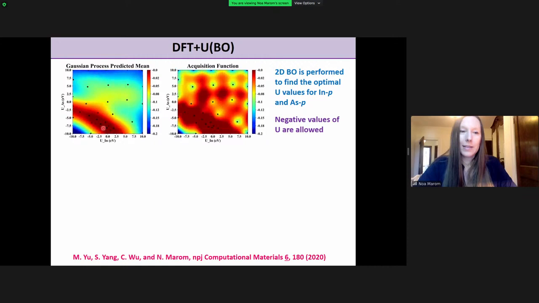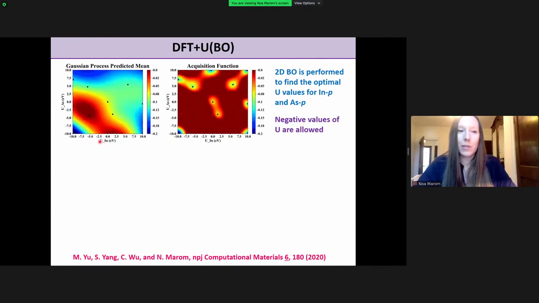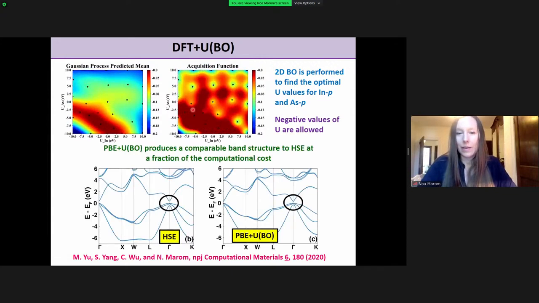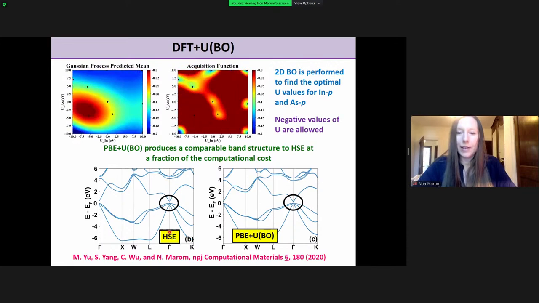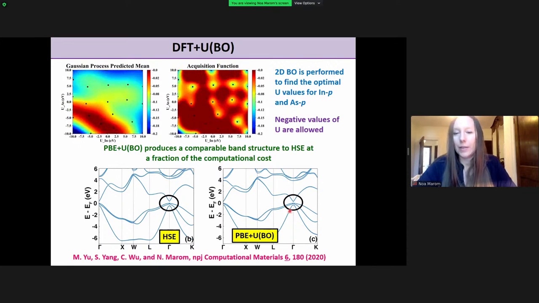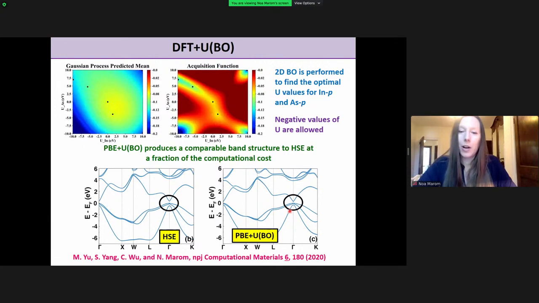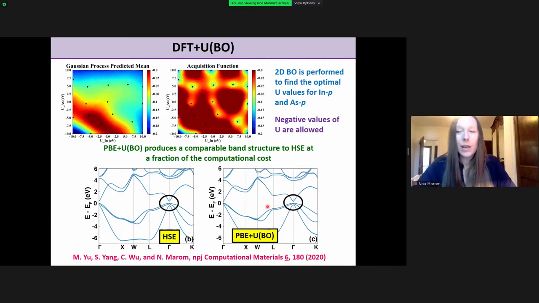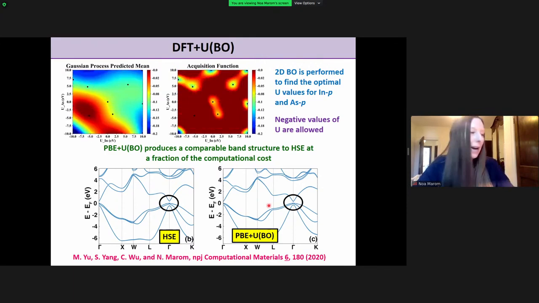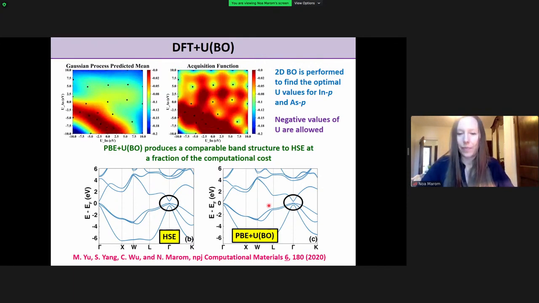In the optimization, and this is a 2D optimization to find the U parameters for the p orbitals of indium and arsenic. And in the end, this is the PBE plus U band structure, and this is the HSE band structure. And you can see that we have a similar band structure and we have a band gap, which is good. So now we can go ahead and simulate interfaces with indium arsenide.